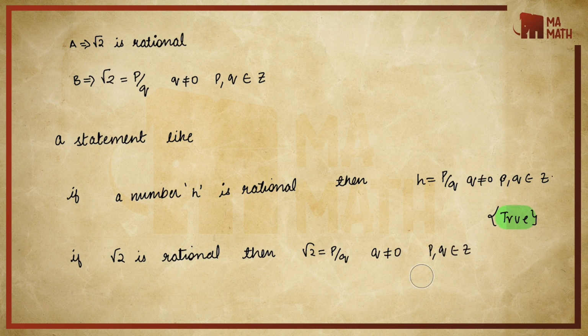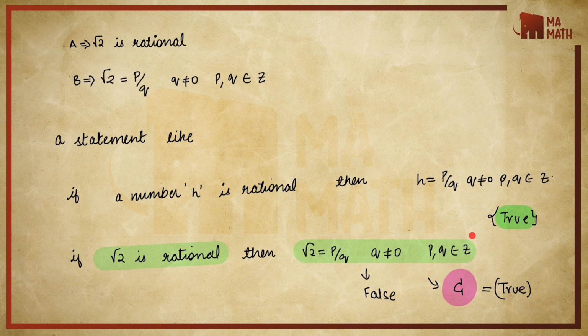Now this statement is a new statement. Let's say this statement is C. This is called a compound statement. If root 2 is rational, then root 2 can be written as p by q, where q is not 0 and p, q belong to integers. This entire statement is a third statement, let's say statement C. Now we know that B is false, but the entire statement C is true. The compound statement is true because any rational number can be written as p by q. But the second statement, our conclusion, root 2 equal to p by q, the statement B, is false.